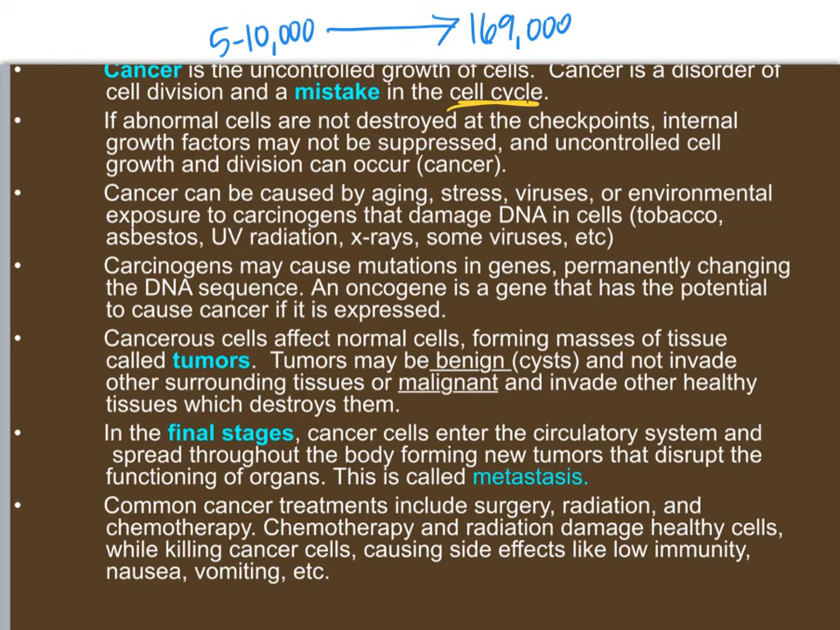So anyway, if the abnormal cells are not destroyed at those checkpoints, so if your body doesn't destroy them, and you have all those checkpoints in place to prevent that, then internal growth factors are not suppressed, then you possibly have cancer, an uncontrolled growth of cells, and then they keep dividing and you get more and more of those cancer cells, like going from 5 to 10,000 to 169,000.